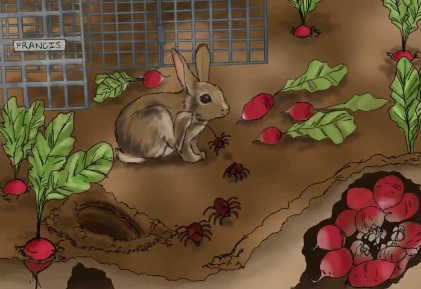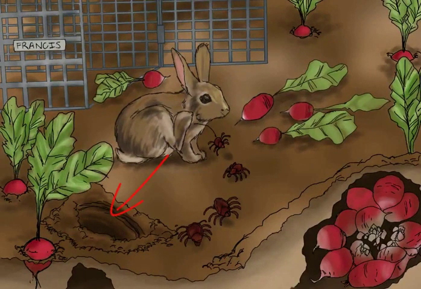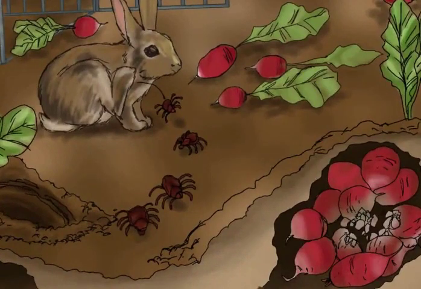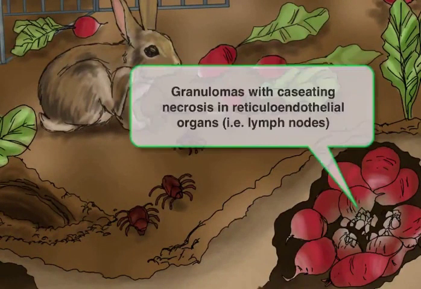This story is demonstrating the spread of Francisella. It enters through the rabbit hole, the ulcer at the site of the infection, goes into macrophages and travels through the lymph system, which is represented by the tunnel system, to reticuloendothelial organs like lymph nodes, and causes granulomas with caseating necrosis, which we've represented by this collection of radishes which are rotting in the center.